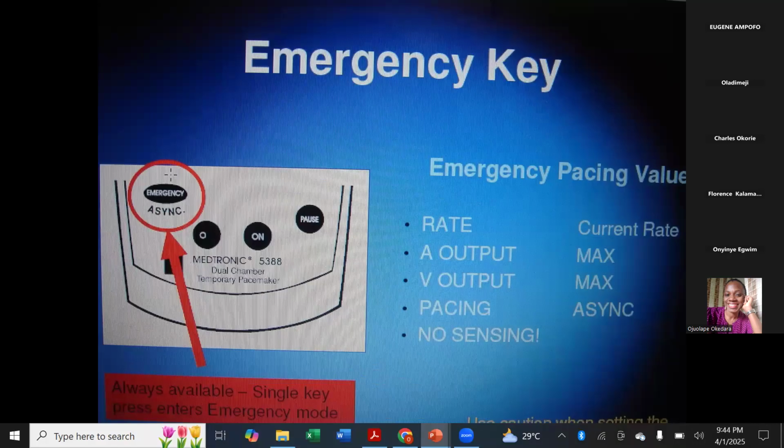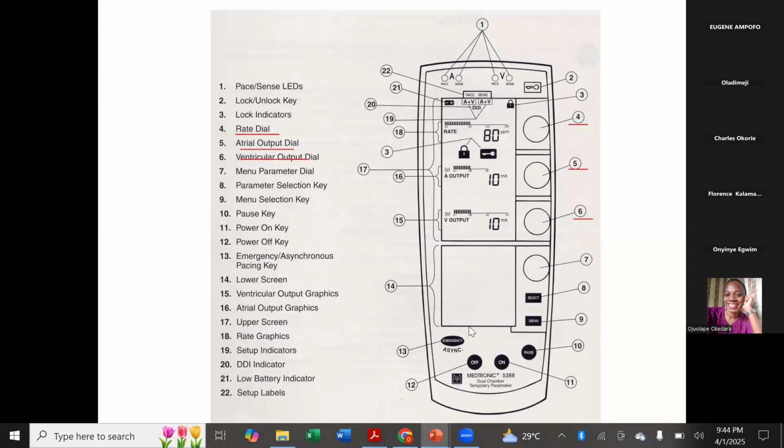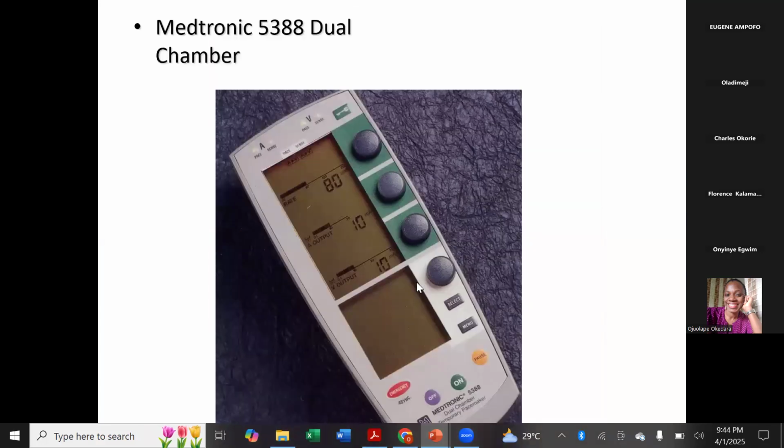In a temporary pacemaker, you can also generate the same modes that you generate in a permanent pacemaker. That means you can have a DDD, you can have a VVI on the temporary pacemaker. For example, for the Medtronic pacemaker, in the upper screen here, you can determine your ventricular rate, the heart rate. Now the pacing output, the threshold, you determine by using this knob. The threshold means the minimum energy required to generate an action potential.